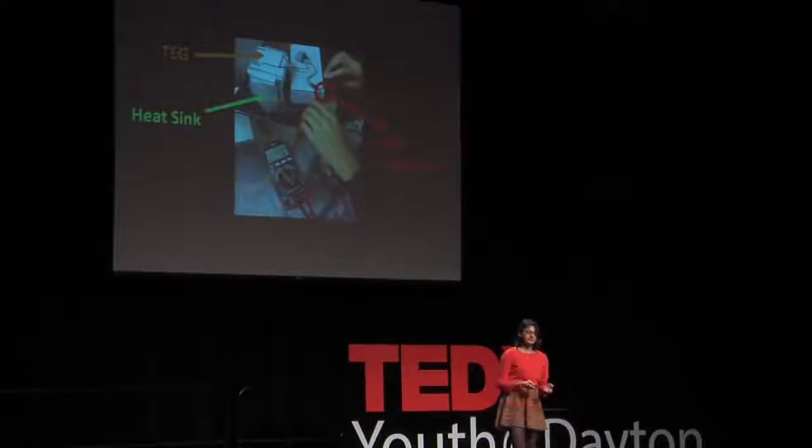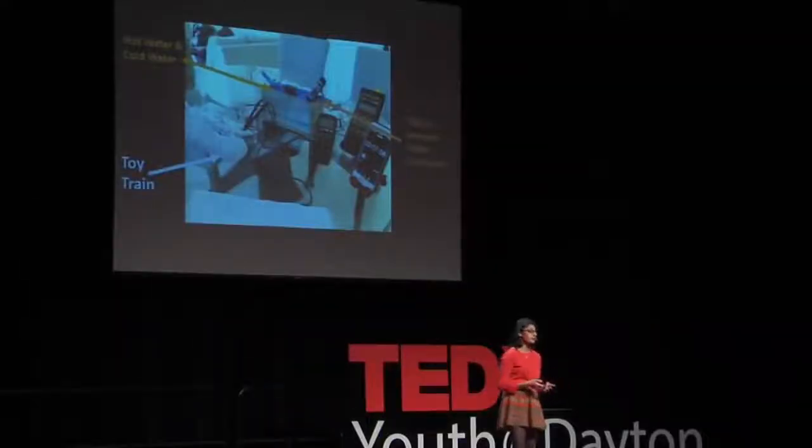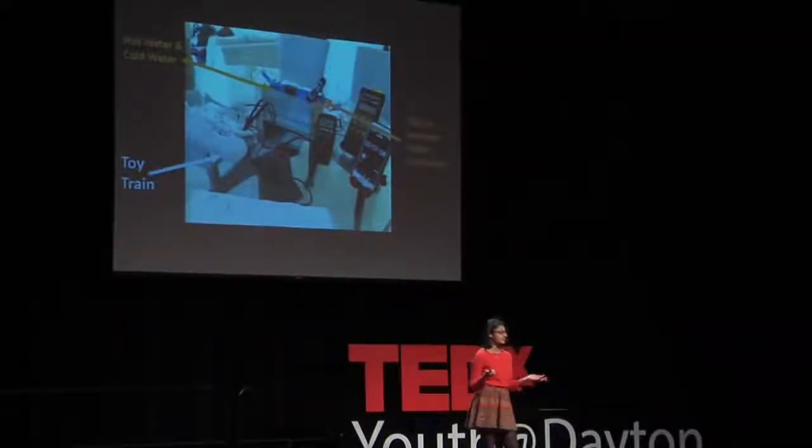So as I realized that body heat wasn't the best method for producing electricity, I went back to hot water and cold water. But this time, I wanted to power a larger device. So I found a toy train in my home, which has 4 LED light bulbs and plays Christmas carols.